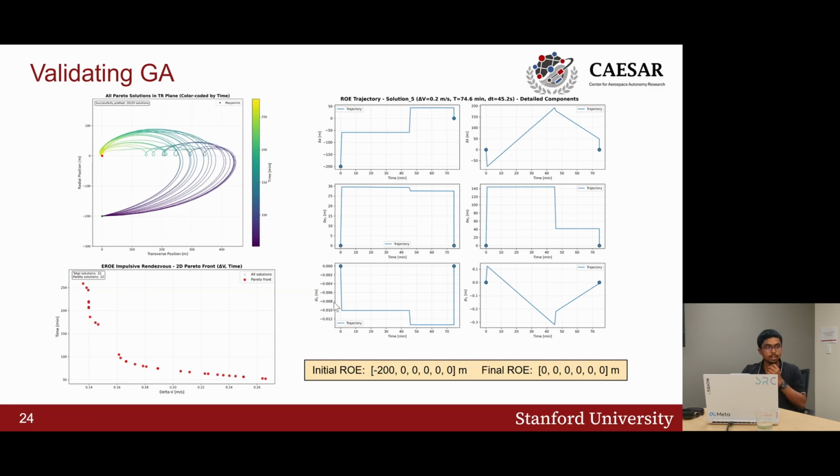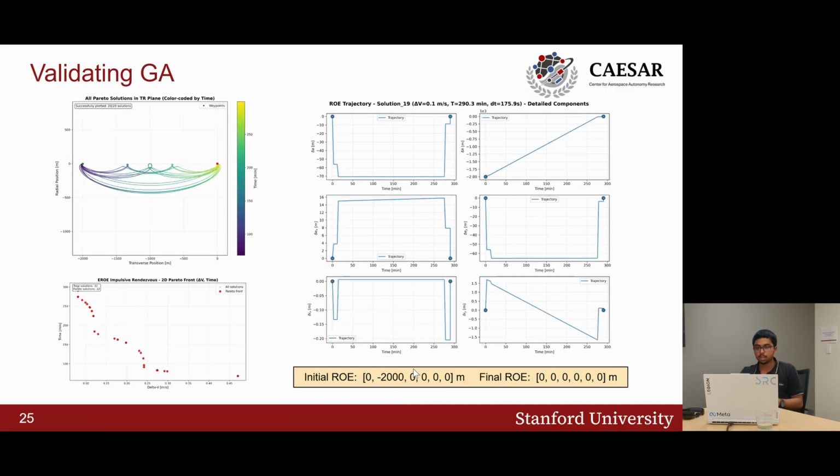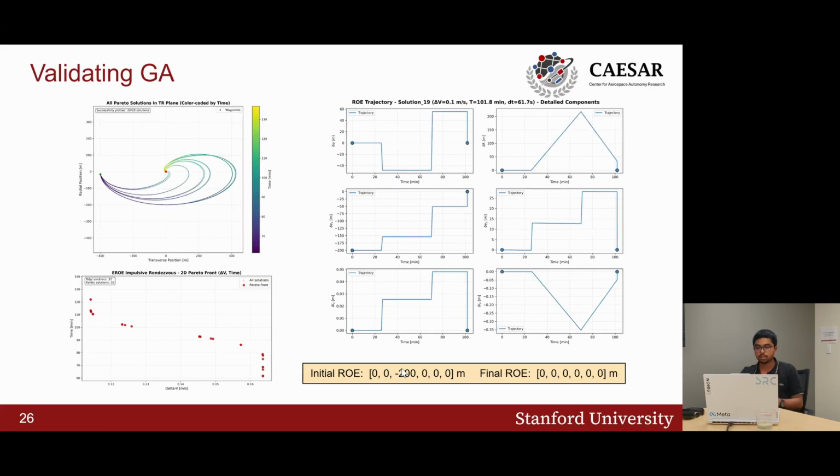This is just one example where the delta A is varied, and this is the initial and final ROE. This particular initial condition generates a Pareto trade-off, the Pareto front of solutions in the trade-off space. And this is just a representation of one of these solutions. You can see how it is for this particular scenario. And this was done for multiple ones. This is for when there is a change in lambda, and this is for when there's a change in EX.